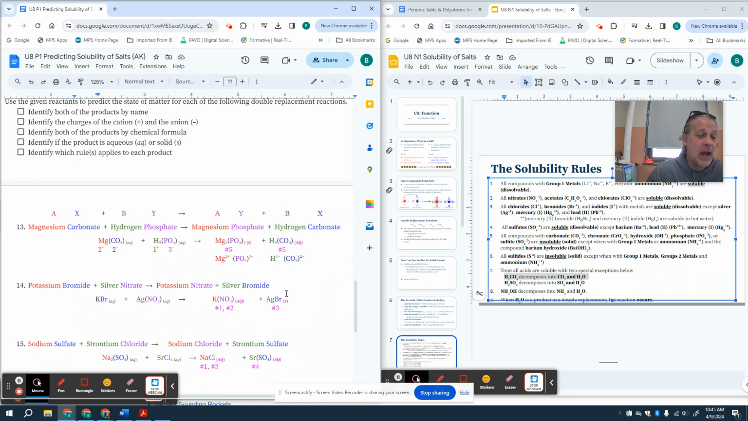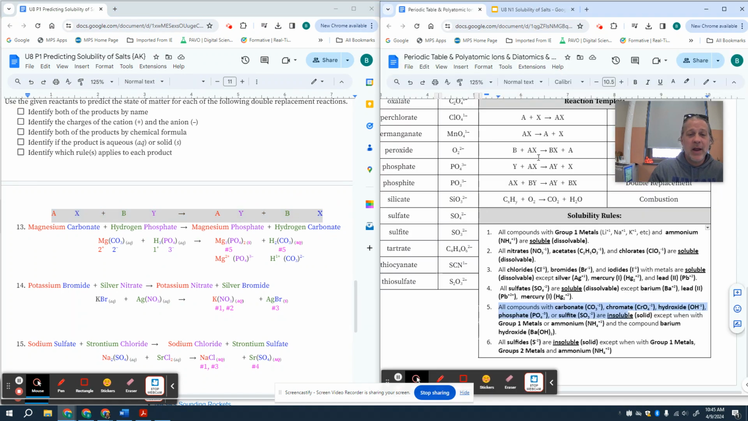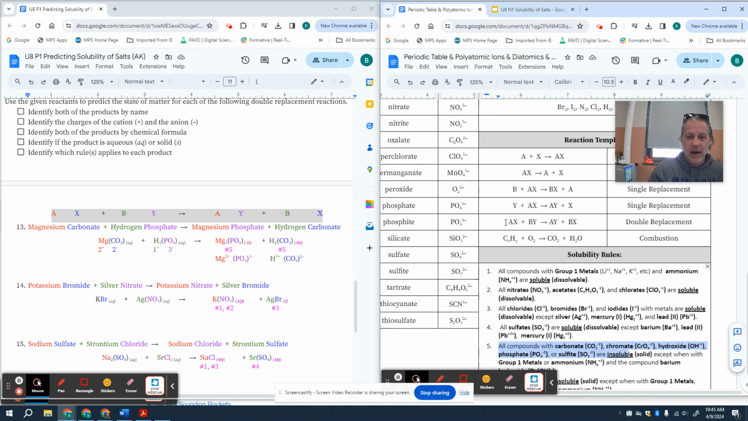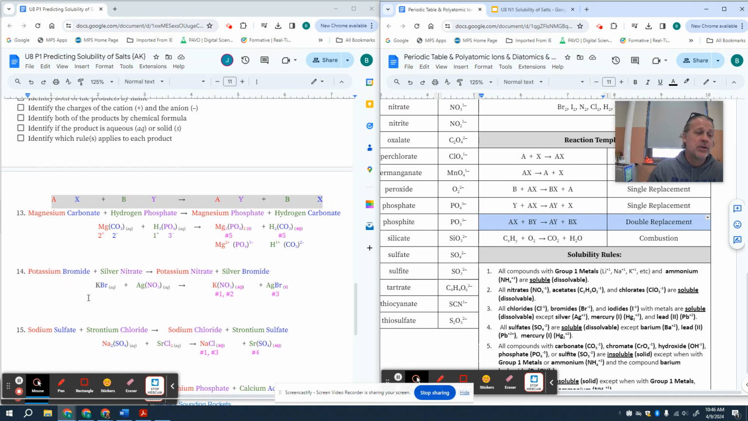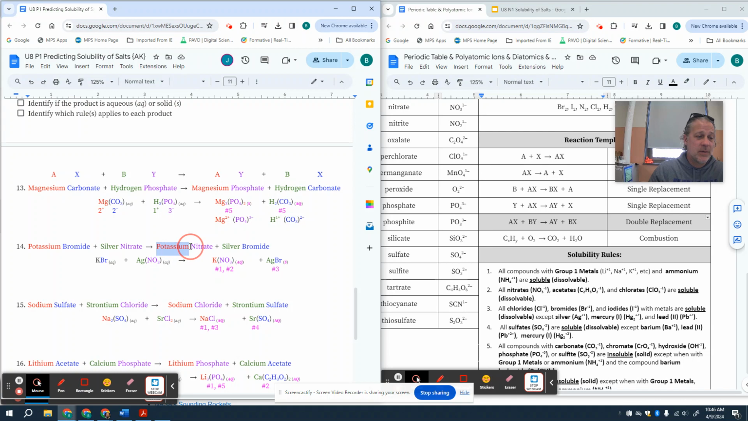So that's how we have to attack every single one of these problems. We have to use the reaction template, which is the double replacement reaction. And if you couldn't remember that, here it is on the back of your periodic table. There's your double replacement reaction. And then we just match stuff up with it and move it across to the other side. And then you check your charges, you apply your solubility rules, and you can figure this out. So really, for number 14, potassium and nitrate came together, and silver and bromide came together. You got KNO3, which had to be aqueous because of rule 1 and rule 2. AgBr had to be a solid because of rule number 3.